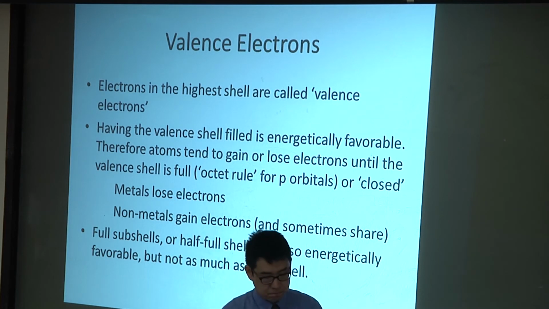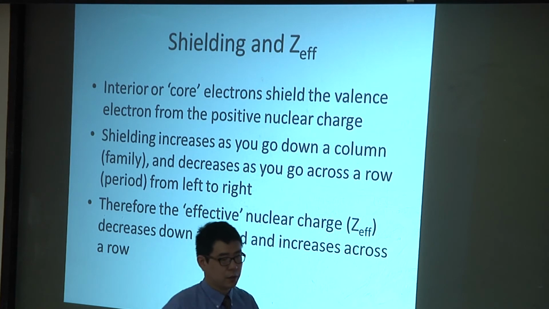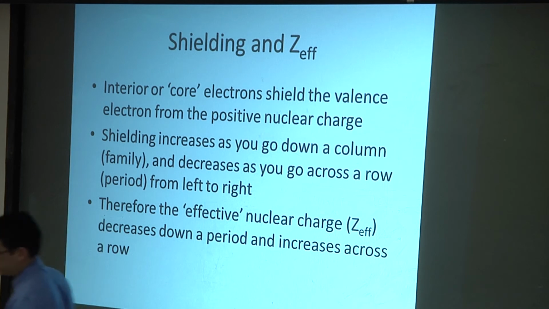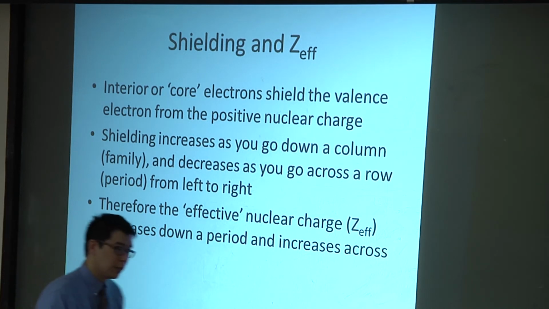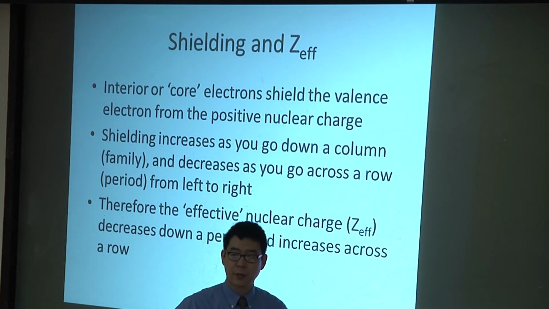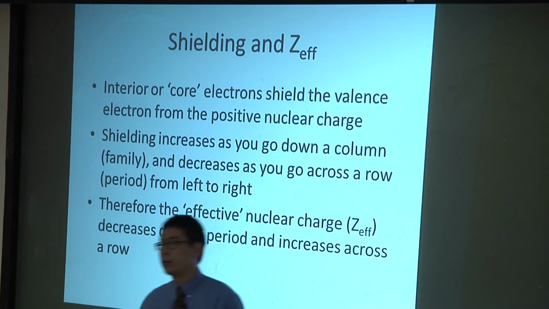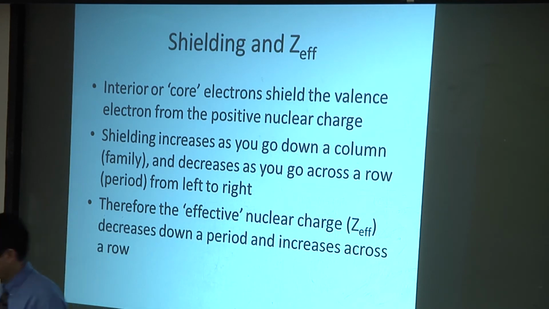So let's take the opposite look. We have our valence electrons. Those are the outermost electrons. Everything that's not a valence electron is called a core electron, the interior electrons. If the highest n for that atom is 5, the core electrons would be all the electrons that have n equals 1 to 4.